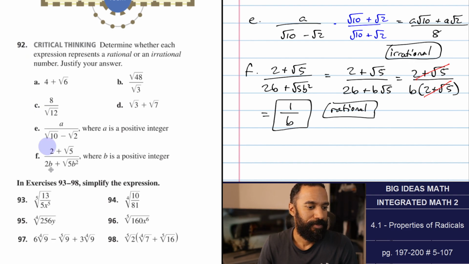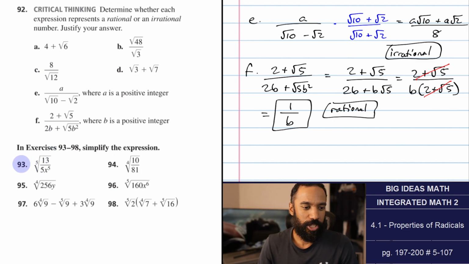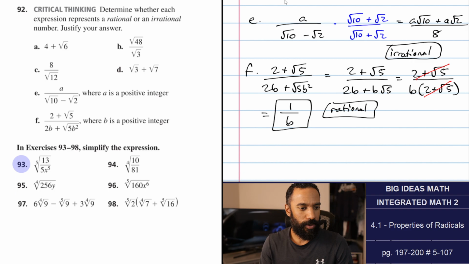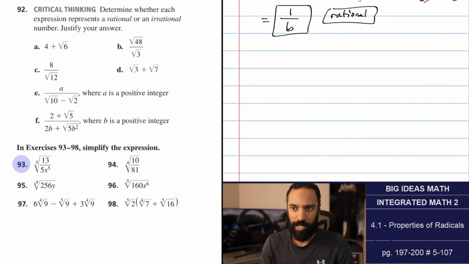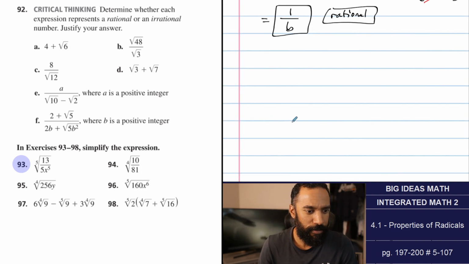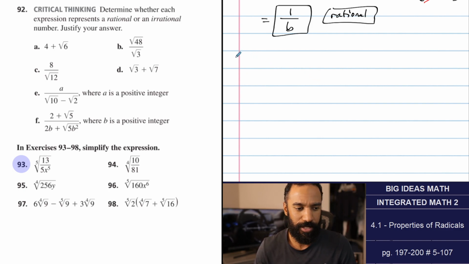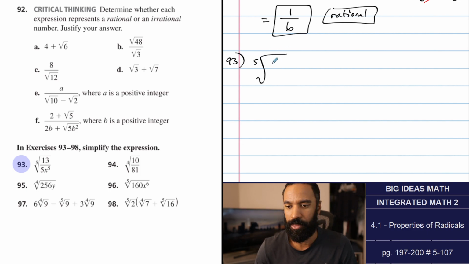Okay, that was kind of fun. Simplify the expression, 93 to 98. It's a potpourri of things, but now we're dealing with fifth roots, fourth roots, all this kind of stuff. Let's see where we go from here, and what kind of answers you'd expect to hear from me versus a book versus Photomath.